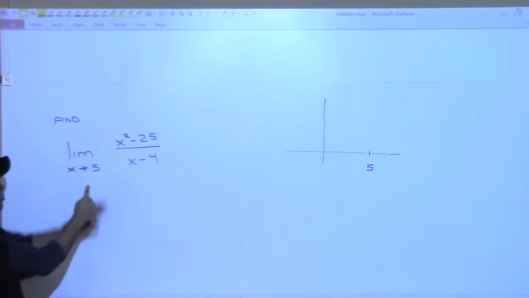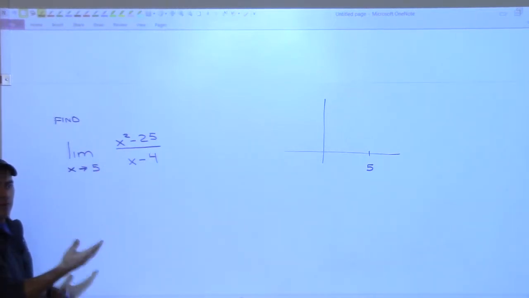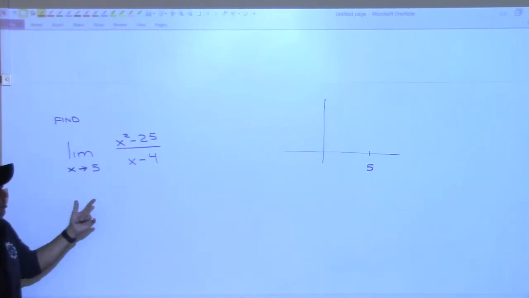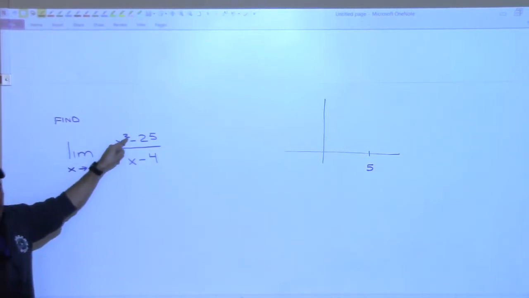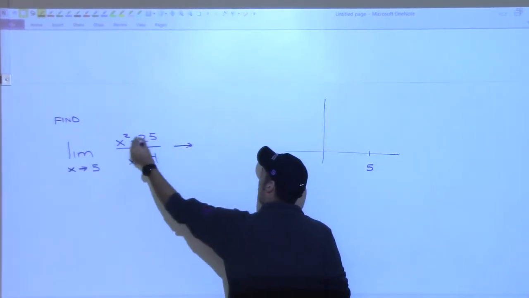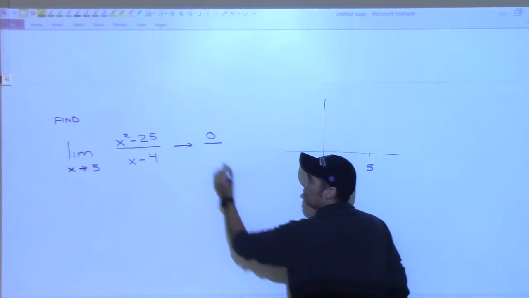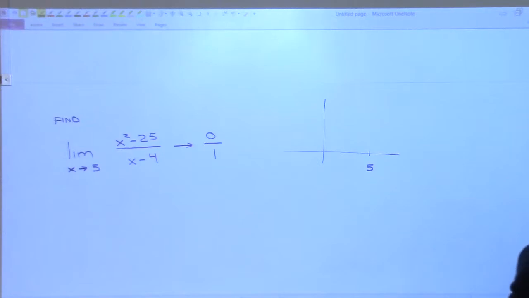So as long as the number we're headed towards can get plugged in without having any domain problems, then our answer is just whatever we get when we plug it in. So can we plug 5 in and not have a problem? Do we have a problem? If you plug 5 in here, what do you get? 25 minus 25. So on the top, the top is headed towards 0, right? And what's the bottom headed towards? 5 minus 4? 1. What's 0 divided by 1? 0. You can't have 0 on the bottom, but you can have 0 on top.